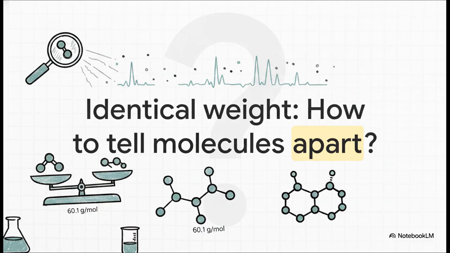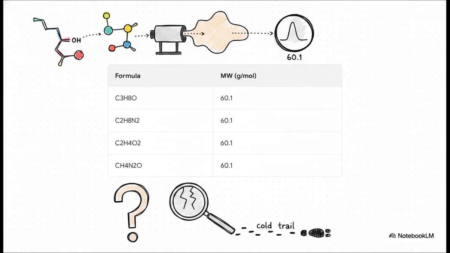The scale spits out a number. Your molecule weighs exactly 60.1 grams per mole. Case closed, right? Actually, scratch that, it's not even close to being solved. Standard weighing just doesn't give us enough clues. Because as it turns out, in the chemical world, multiple completely distinct molecular suspects can weigh exactly the same on a standard scale. Low-resolution mass spectrometry creates this sort of weight illusion.